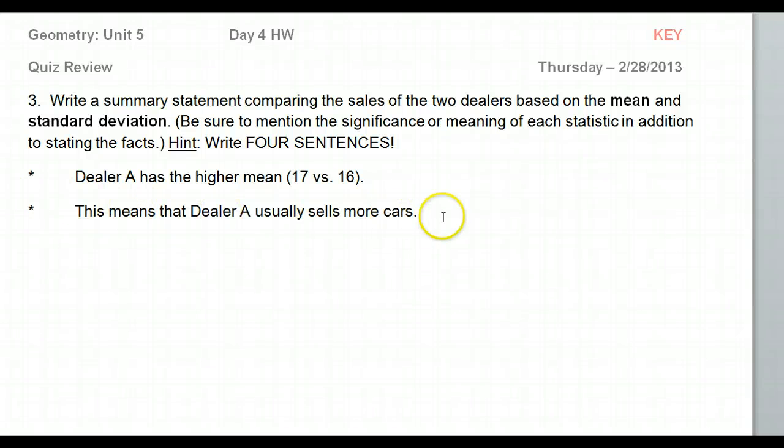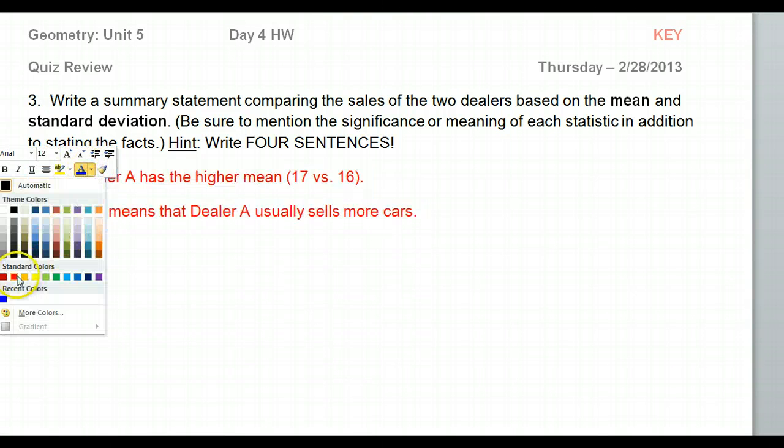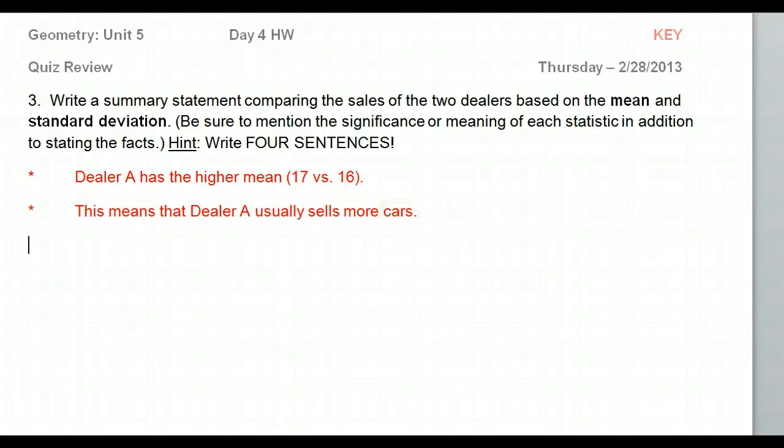Alright, in that second sentence, you always want to mention what the problem is about. If the problem is about grades, you would say Class A has higher grades. If the problem was about rainfall, you would say City A has more rainfall. So that's your chance to mention what the problem is about. Don't just say dealer A has a higher mean and leave it at that. So these are the 2 sentences about the mean. I'm going to color those red. Now I would like to make 2 sentences about the standard deviation, which I will color blue.